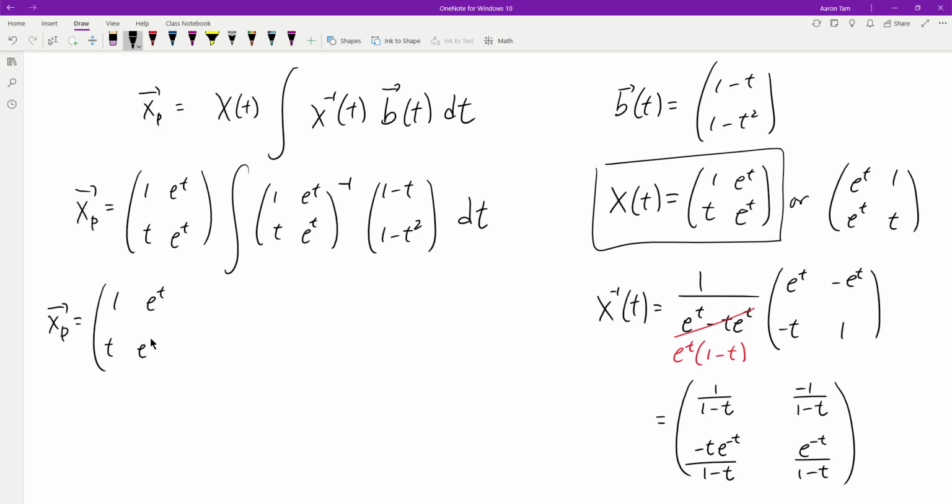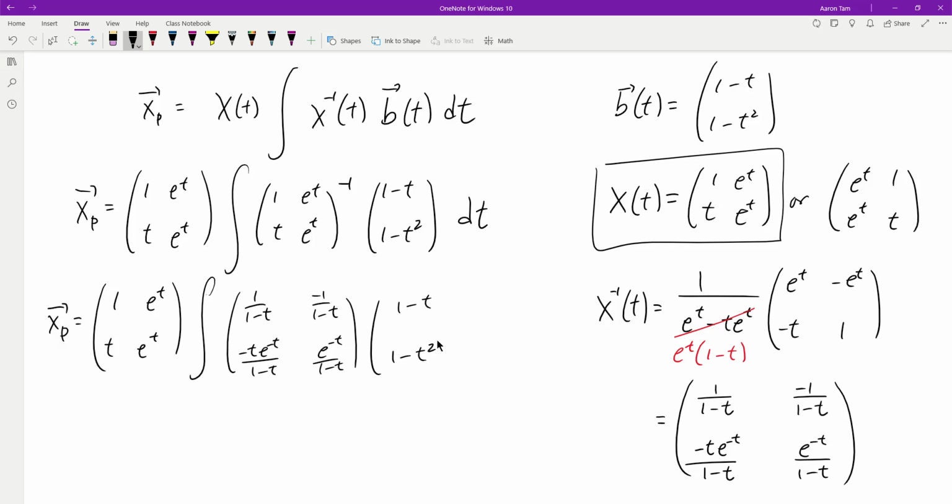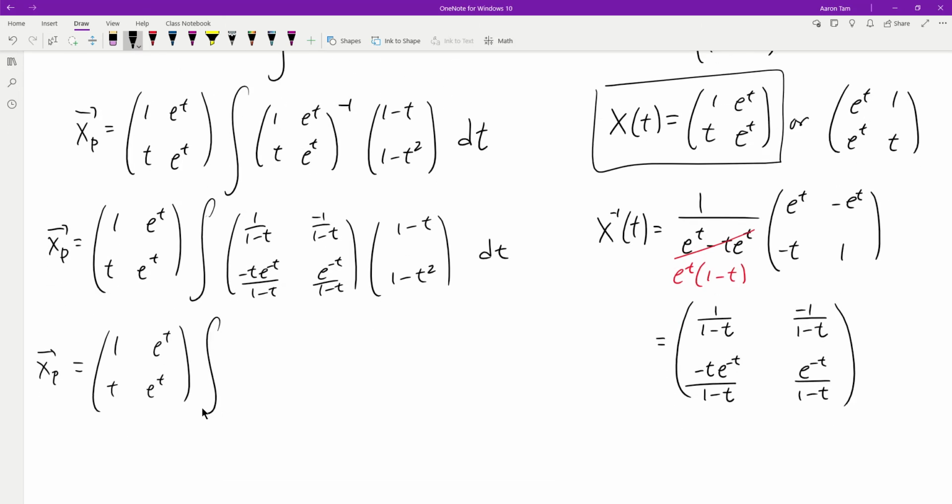So I'm going to just write out matrix X. That doesn't change. Integral of 1 over 1 minus t, negative 1 over 1 minus t, negative t e to negative t over 1 minus t, e to negative t over 1 minus t, multiplied by 1 minus t squared dt. So let's see what happens when I multiply this thing together. Of course, I didn't do integration, so I'm going to keep the integral, but I'm going to multiply this out.